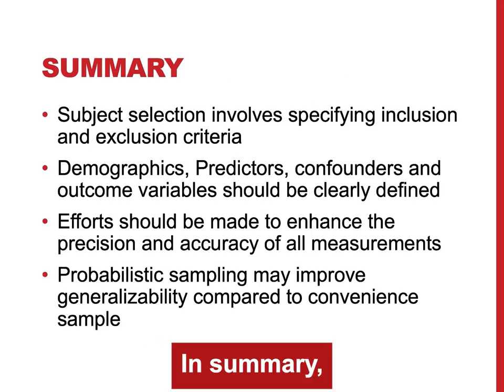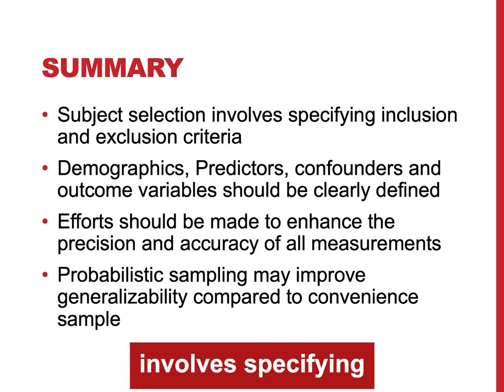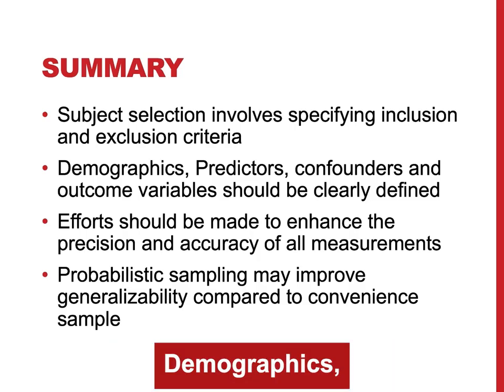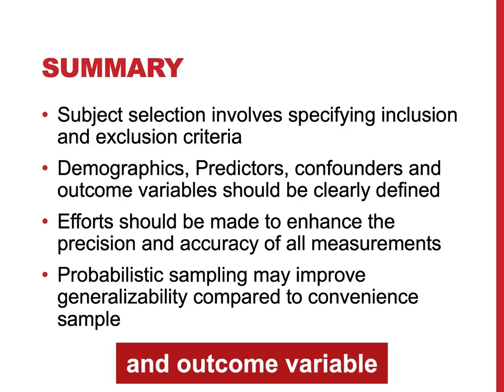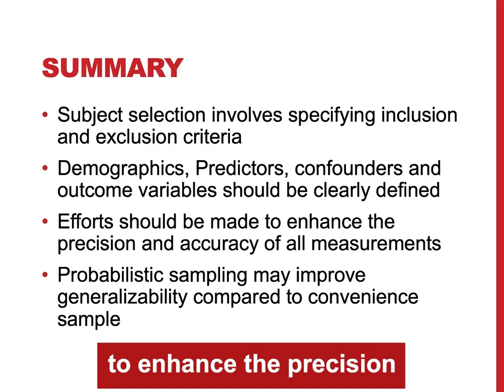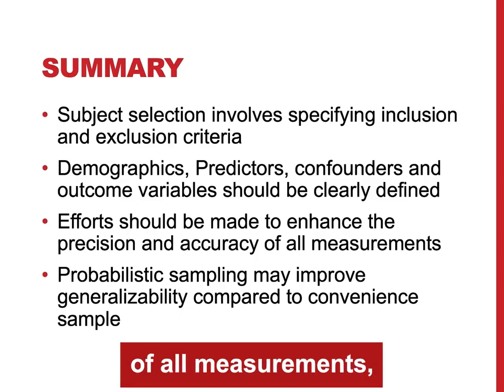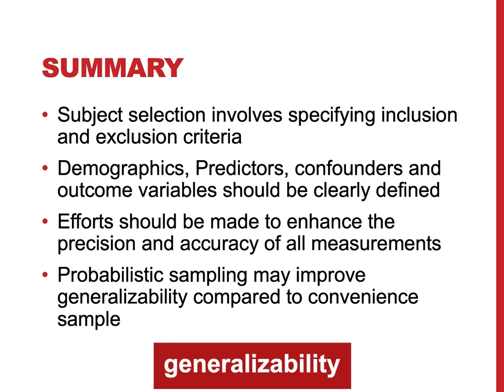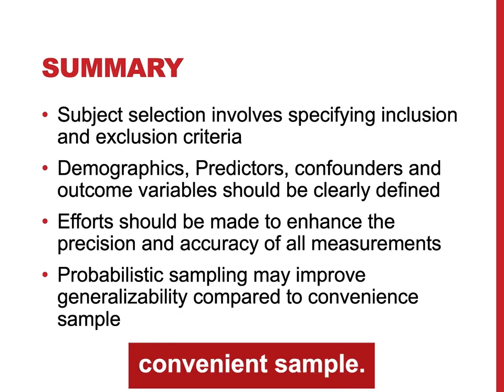In summary, subject selection involves specifying inclusion and exclusion criteria. Demographics, predictors, confounders, and outcome variables should be clearly defined. Effort should be made to enhance the precision and accuracy of all measurements. And probabilistic sampling based on randomization may improve generalizability compared to a convenience sample.